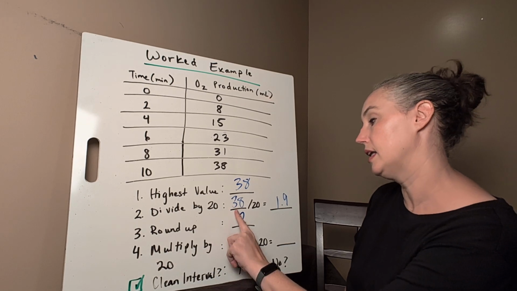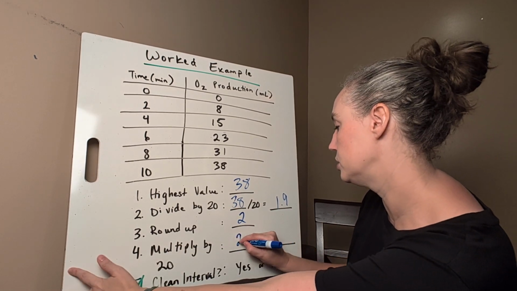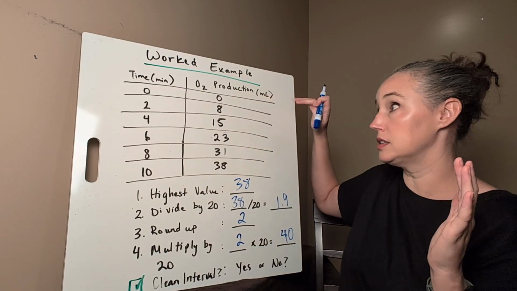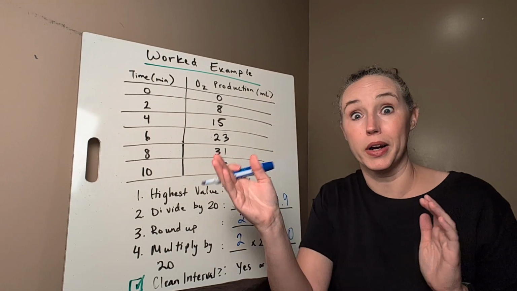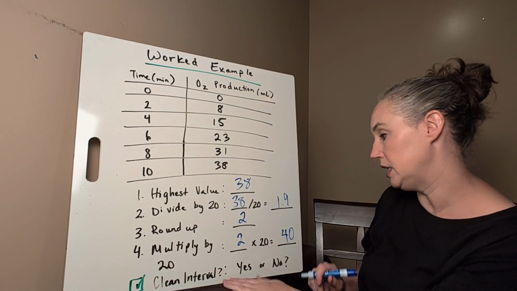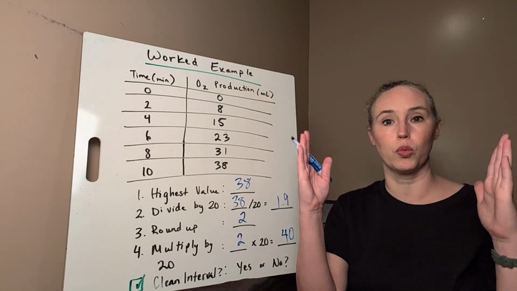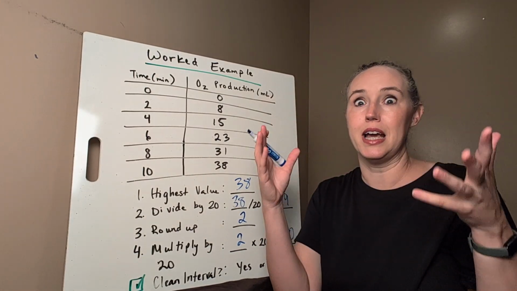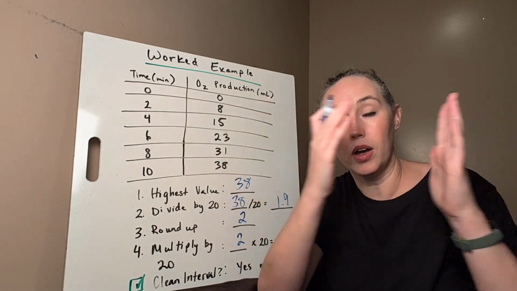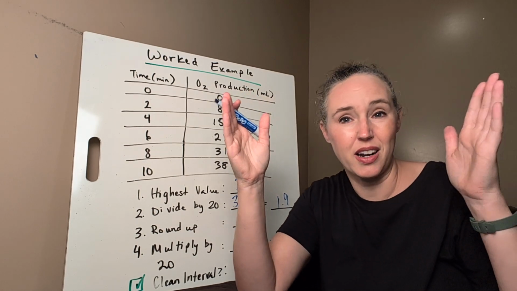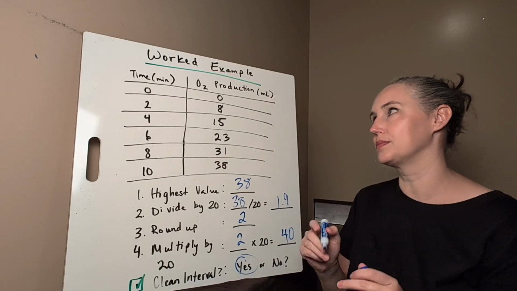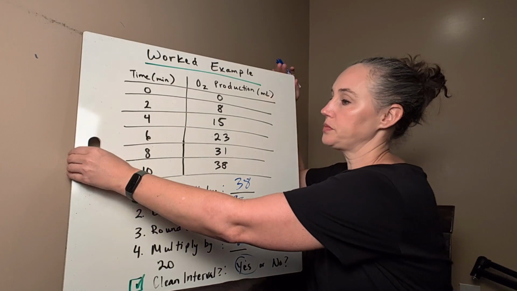Then we're going to multiply this number by 20. So 2 times 20 is 40. And in this case, our lowest is 0. So we're going to go from 0 to 40. And then, is this interval clean? 2, yes. Is our range going to fit our data? Yes, because 38 is 90%, 95% of 20. So that's in our target range. So yes, that's good. Now that's a pretty simple one.